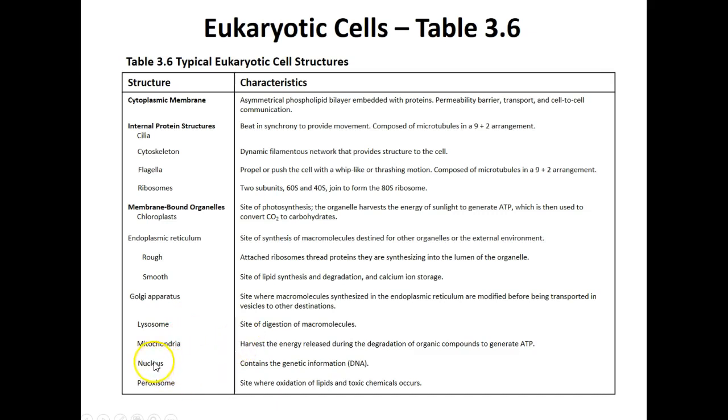The nucleus is the area where the genetic information, the DNA, is housed. Peroxisome, also used for digestion, but these are going to be used to produce hydrogen peroxide and some other potential oxygen byproducts that are typically degraded.